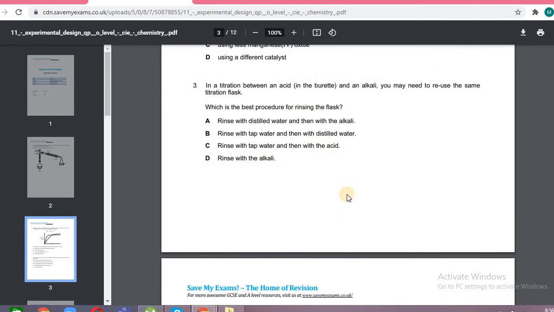In question number 3, the titration has been done. We know that the apparatus being used for the titration is the burette and the titration flask, but the person is using the titration flask again. So they are asking us which is the best procedure for rinsing the flask. We know that when we are doing the acid-base titration, following the procedure, we should rinse it with the tap water and the distilled water. So following these instructions, Bravo can be the correct answer.